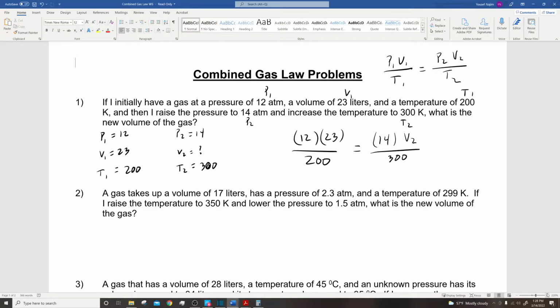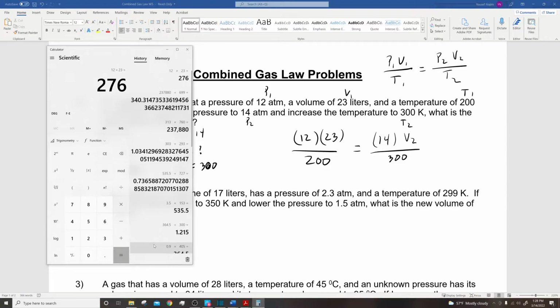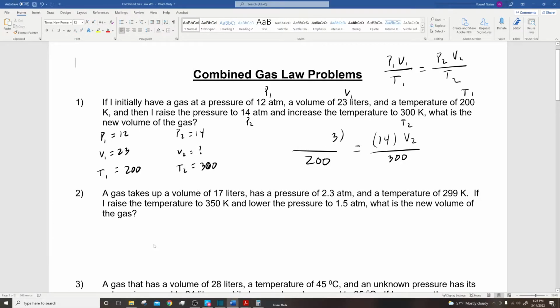So this one is no different than a Charles Law problem. It just adds one extra step to it. So what is that extra step? We need to first make sure that we have one number in each corner. Over here we have one number, here we have one number, here we have one number, here we have 2. So we're just going to combine like terms. So 12 times 23 gives us 276.